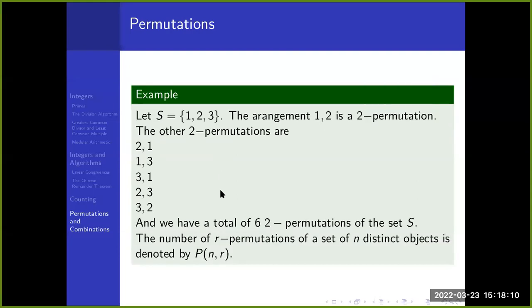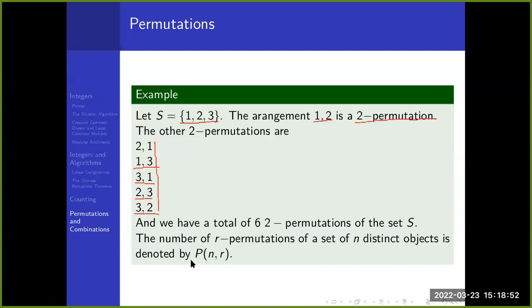So now here is an example. Again, we have a set with 3 elements, and we want to look for two-permutations. An example of a two-permutation is this arrangement where one is first and two is second. But we have 5 other two-permutations where we arrange 2 elements at a time. Because order is important, this arrangement 1, 3 is different from 3, 1. Also 2, 3 is different from 3, 2. We consider order, and then we can see we have a total of 6 two-permutations of the set S.